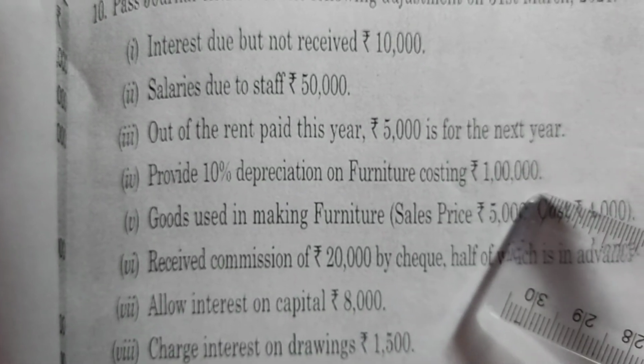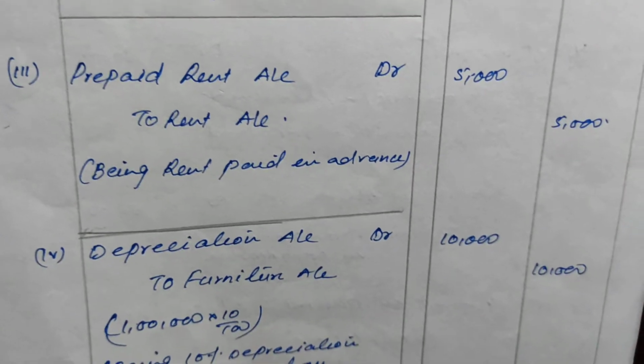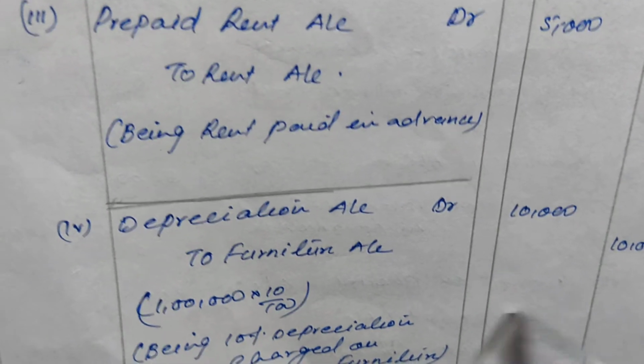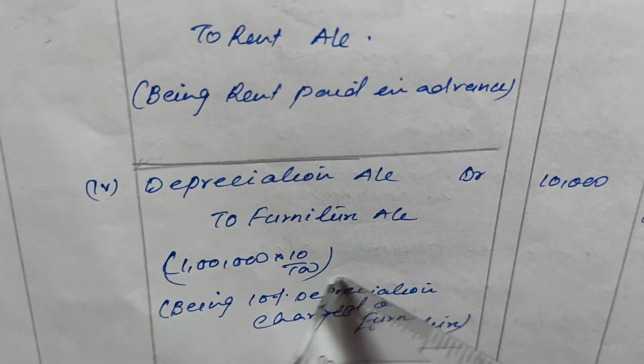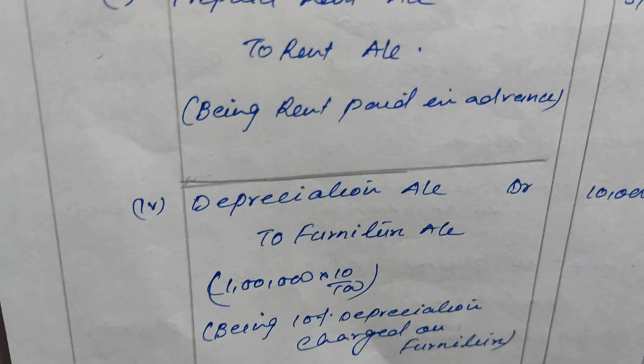What is the cost here? 1 lakh. 1 lakh's 10% is 10,000. So our entry will be depreciation account debit to furniture account and the amount will be 10,000. We calculated here 1 lakh into 10 upon 100, being 10% depreciation charged on furniture.